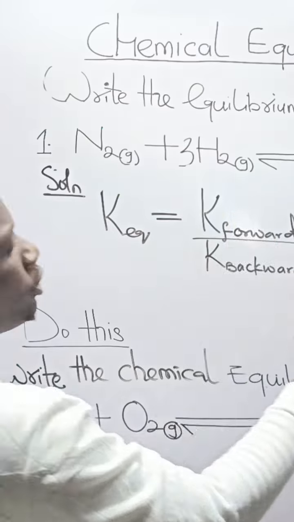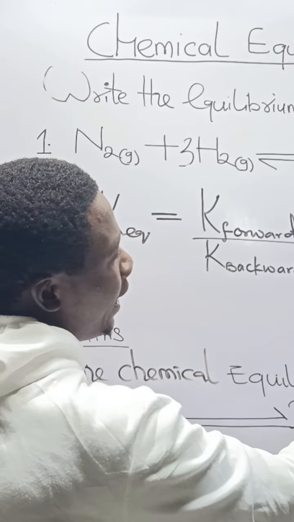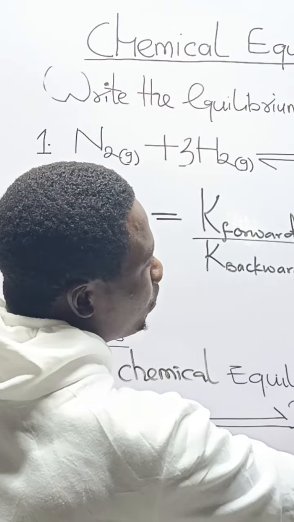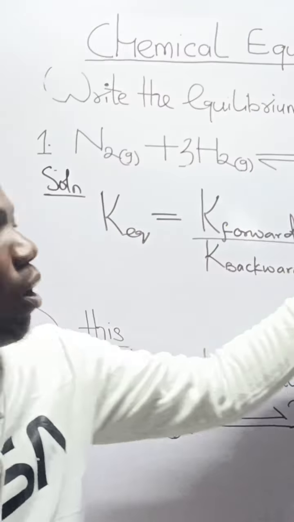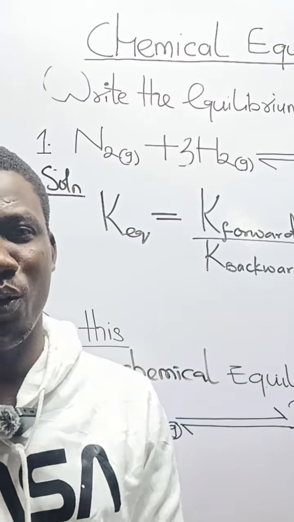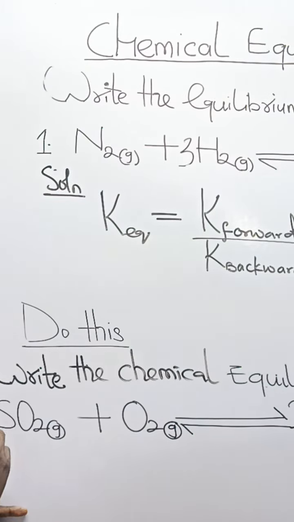Then here you have hydrogen. So you have hydrogen, H2, raised to the power of 3. So take note, it is forward over backward. Now do this for me. Do this.